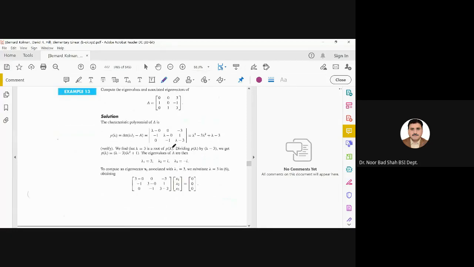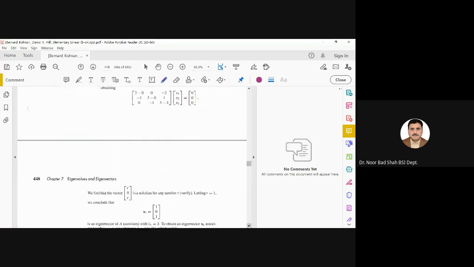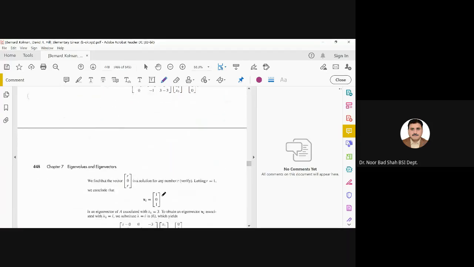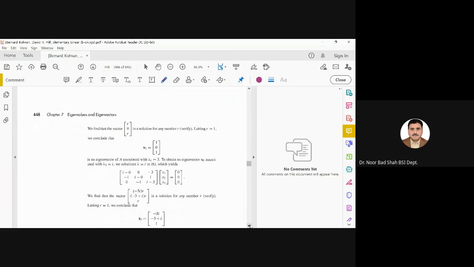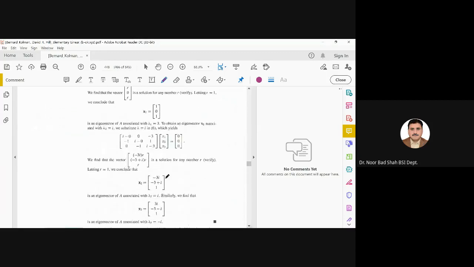So we first take the system of equations for lambda equal to 3 by putting 3 here, multiplied with x1, x2, x3 equal to 0, to have the corresponding homogeneous system of equations. And that gives you this eigenvector. And then we take the other one for iota and solve the system. We get this complex eigenvector. Similarly, this one is also a complex eigenvector.